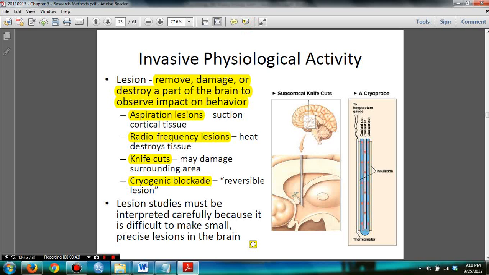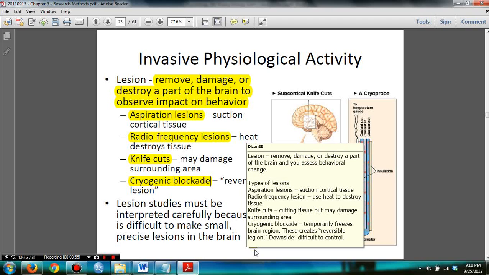And one key point about lesions is that they must be interpreted carefully because it is difficult to make small, precise lesions in the brain. And then here is my side note as well.